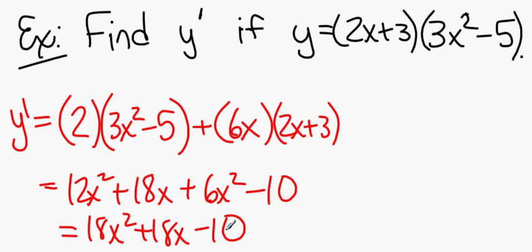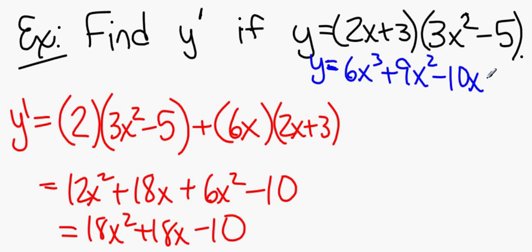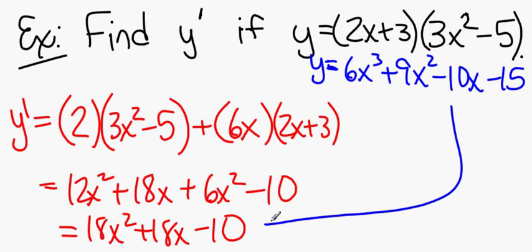So how do we verify that this is in fact true? Well, you could expand the brackets and get that y is 6x cubed plus 9x squared minus 10x minus 15, whose derivative does indeed check out using the power rule.